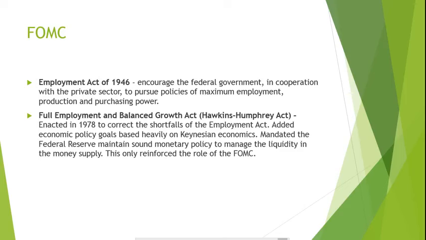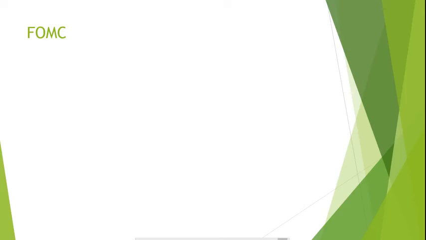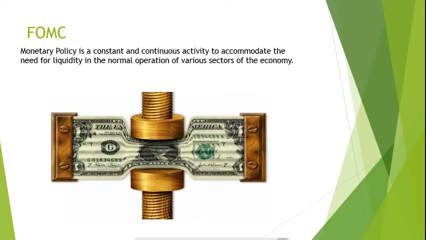It's important to note that the transmission of monetary policy is not a static event that makes the financial headlines from time to time. Rather, it is a constant and continuous activity to accommodate the need for liquidity in the normal operation of various sectors of the economy. For example, seasonal economic activities such as farming and retailing require large amounts of cash during the heights of their respective seasons. It is a function of the FOMC to meet those seasonal demands and make other fine-tuning adjustments by adding reserves to the banking system.